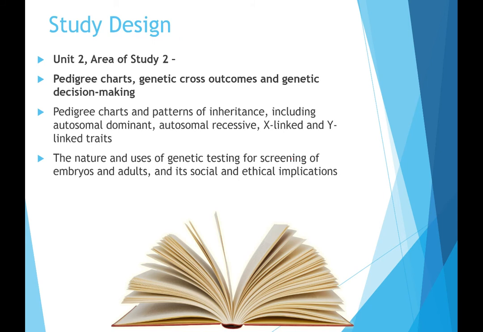All right, so in the study design, we're talking about Unit 2, Area of Study 2, Biology. So still that pedigree charts, genetic cross outcomes, genetic decision making. We're finally going to go through that pedigree charts and patterns of inheritance area, including the 5 types of inheritance, which we talked about, which are autosomal dominant, autosomal recessive, X-linked, which can be recessive and it can also be dominant, and then Y-linked traits.